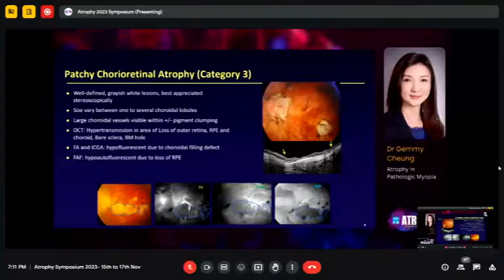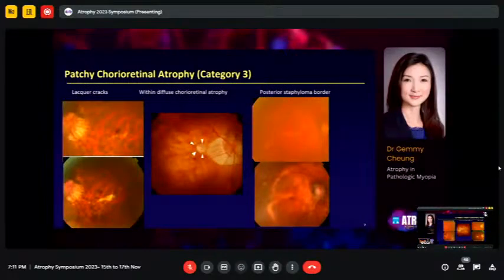In the corresponding OCT, as highlighted on the right here, you can see that there is hypertransmission in the areas of loss of outer retina, and in addition, there is loss of RPE and choroid. Basically, we can see the bare sclera through this area. In the corresponding FA and ICGA, again, we see hypofluorescence, which highlights that there is absence of RPE and choroid in these areas.